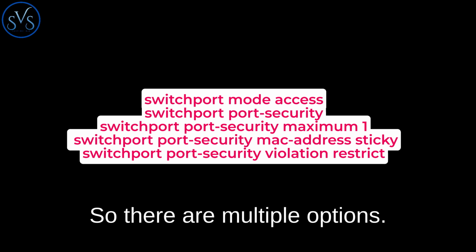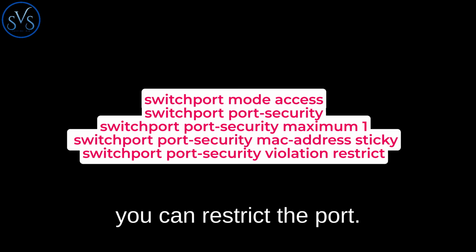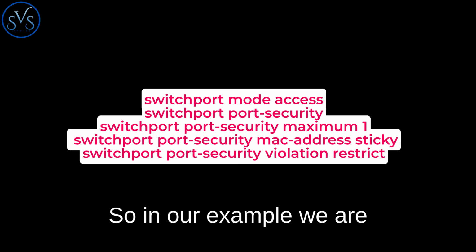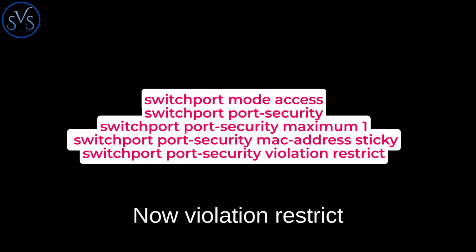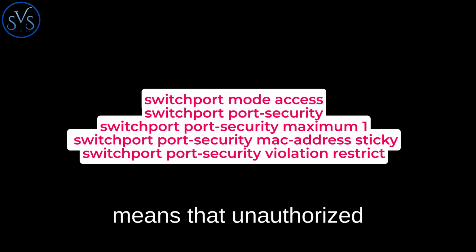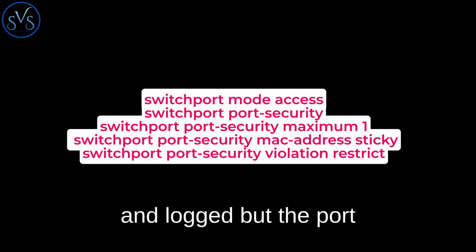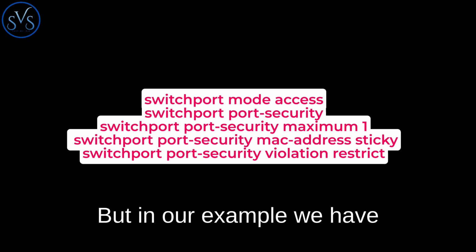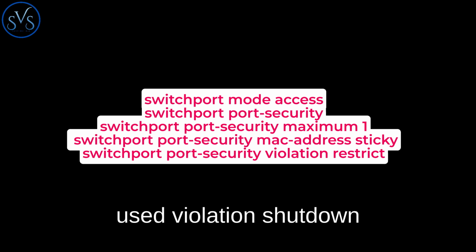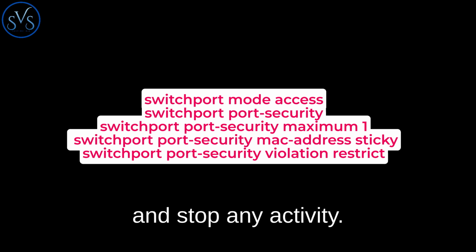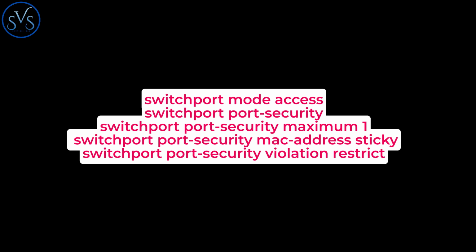So there are multiple options. You can shut down the port, you can restrict the port. So in our example, we are shutting down the port. Now violation restrict means that unauthorized MAC addresses will be blocked and logged, but the port won't shut down. But in our example, we have used violation shutdown, which will shut down the port and stop any activity. Let us continue.